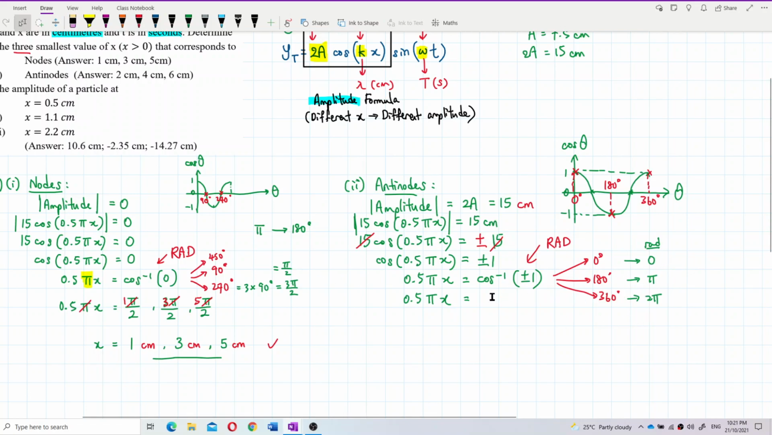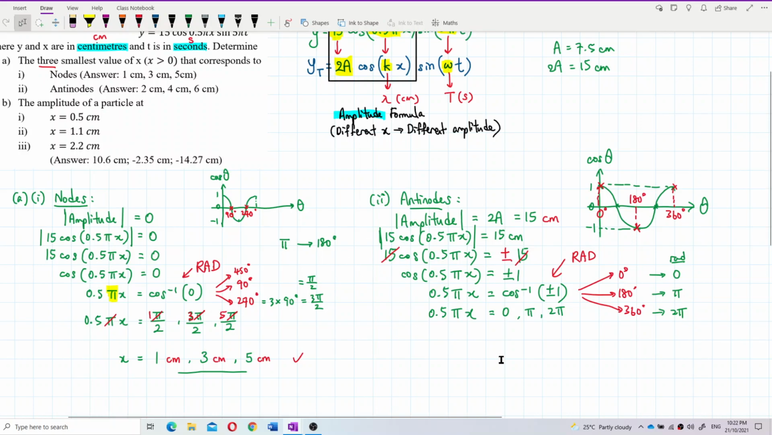Okay. So now you can substitute into here. First you have 0 radian, and then you have pi radian, and then you have 2 pi radian. So for cosine 0, you get positive 1. Cosine pi, you get negative 1. Cosine 2 pi, you get 1. Understand? Cosine 0 and cosine 2 pi, you get 1. Cosine pi, you get negative 1. And this is how we got the 3 values, the 3 positions of x. So now you can find the x.